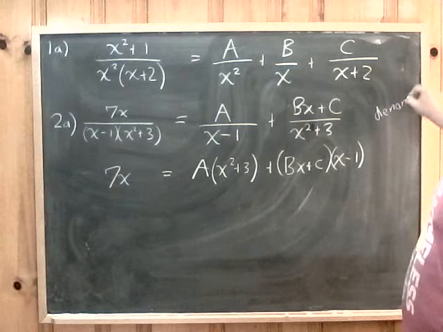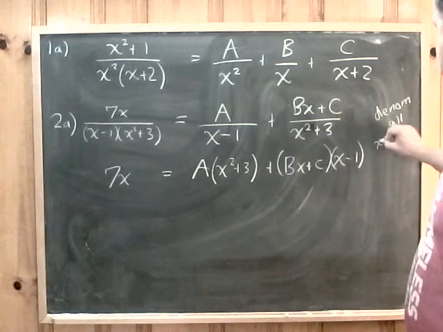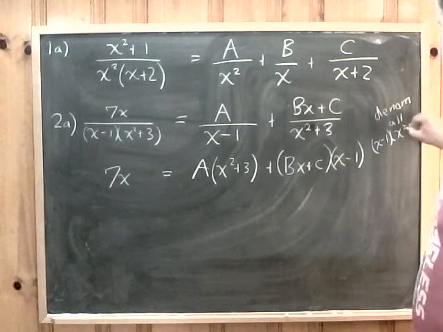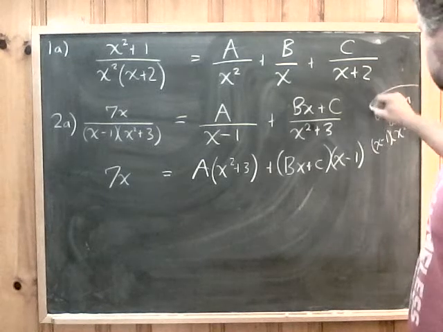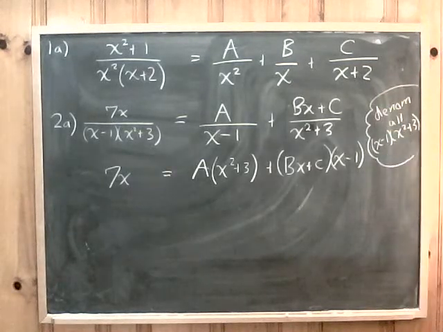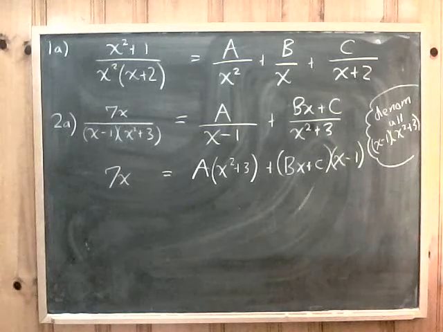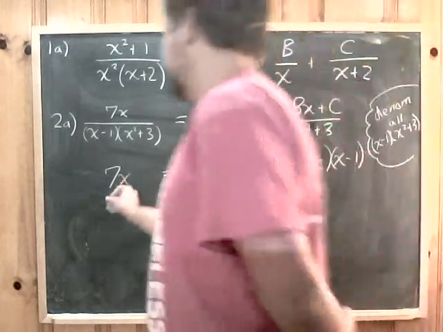The denominators are all x minus 1 times x squared plus 3. So that's why I could just set the two numerators equal to each other. Then I can collect some like terms, expand, and figure out what a, b, and c are.